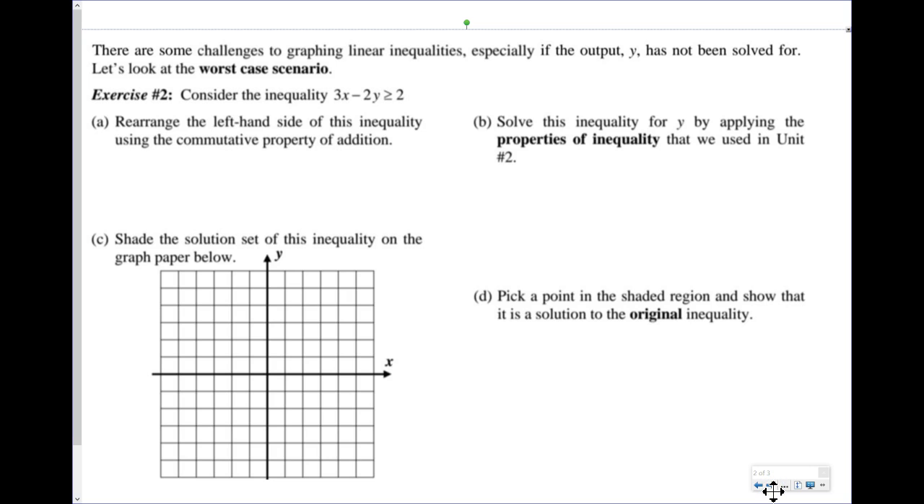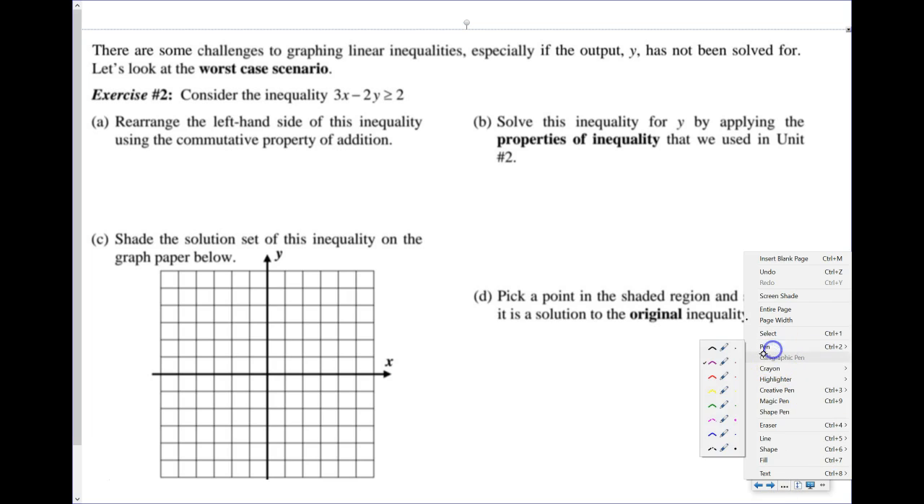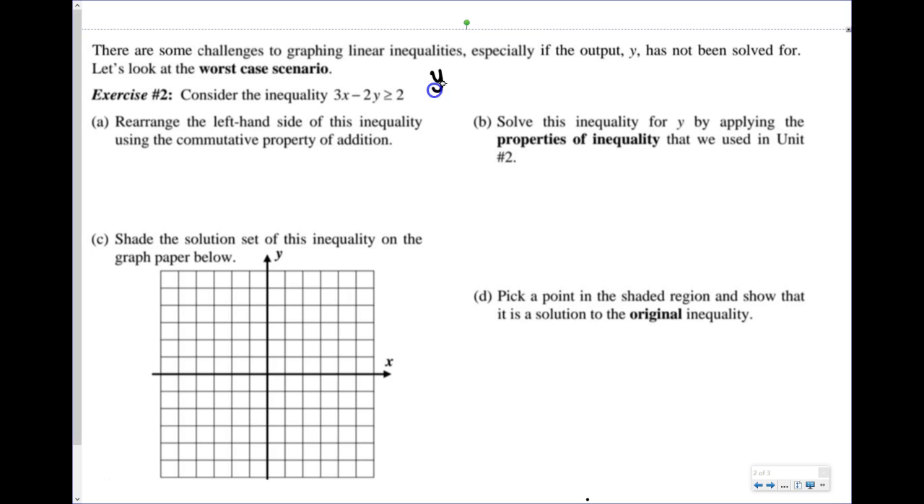So there are some challenges to graphing linear inequalities, especially if the output y has not been solved for. We talked about this in a Do Now a couple days ago, actually, where we have to get it into the y equals mx plus b form. So this has to be in y equals mx plus b form to do anything with it. So letter A says, well, let's read exercise 2. Says, consider the inequality 3x minus 2y is greater than or equal to 2.